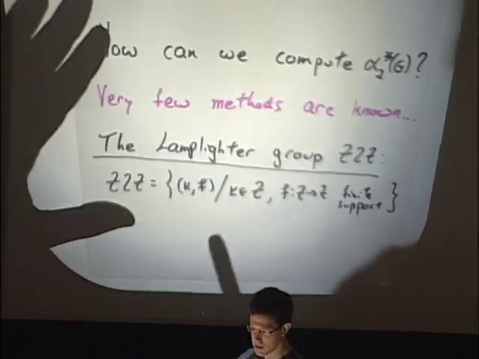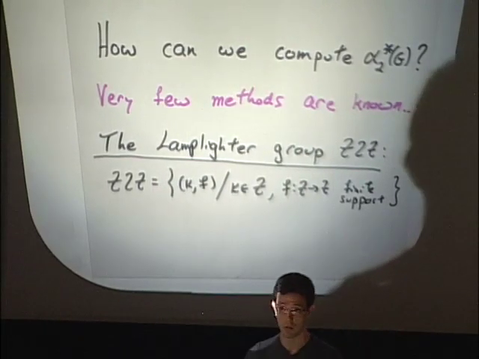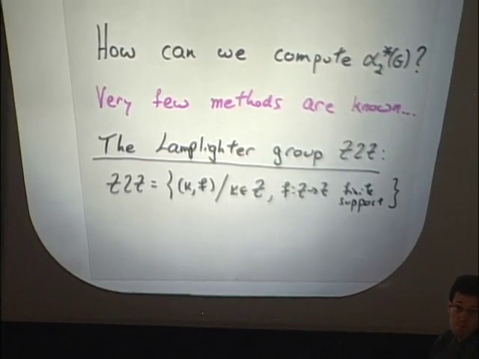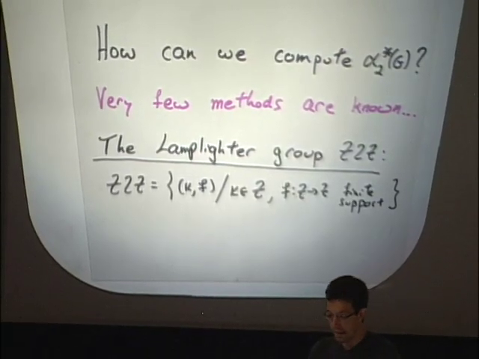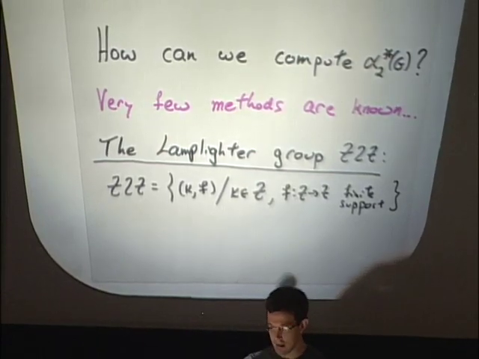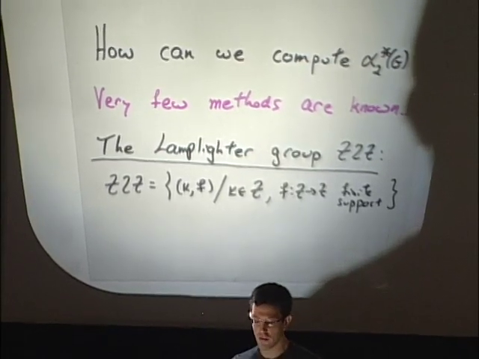So the question that I want to discuss is how can we compute this number? It's very nice. We associate a number to every group. It's some invariant. We want to say something about it. How can we compute it? It turns out that, similar to what I said before, there are very few methods known, and really new ideas are needed. There are some methods. I want to show you now a method that I developed recently with Tim Austin and Yuval Peres.